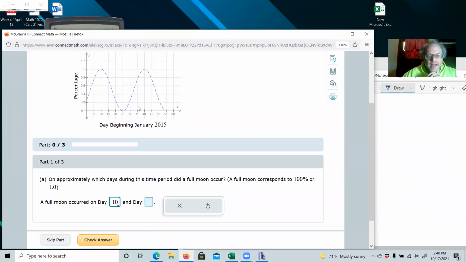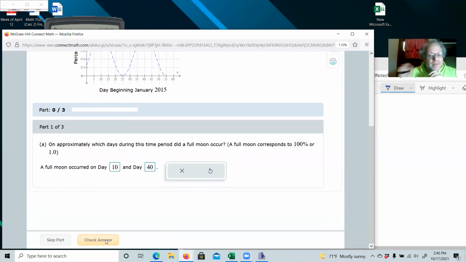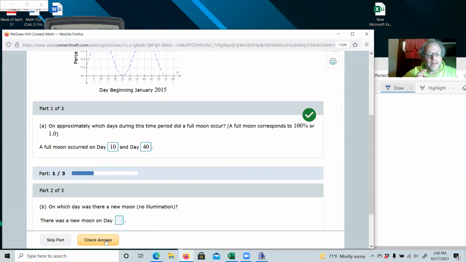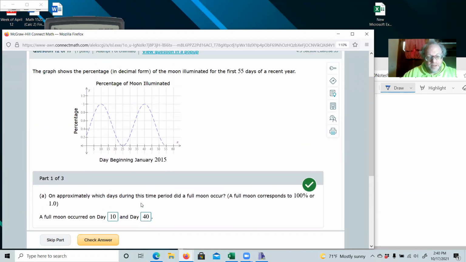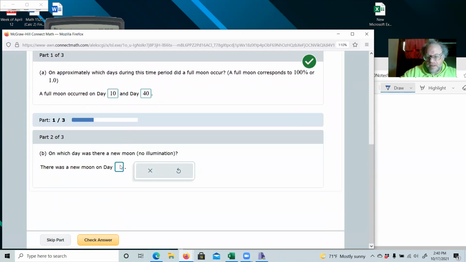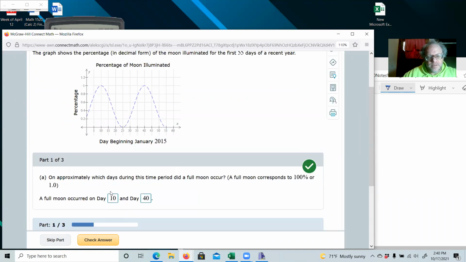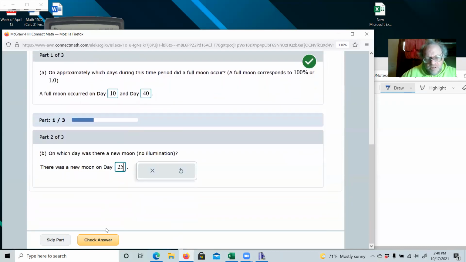Okay. And it occurred on day 40. That makes sense. So that looks about right. All right. On which day was there no illumination? Well, that would be the new moon. So that would be all the way down here at 0. Okay, so that would be day 25. No light from the moon, new moon.